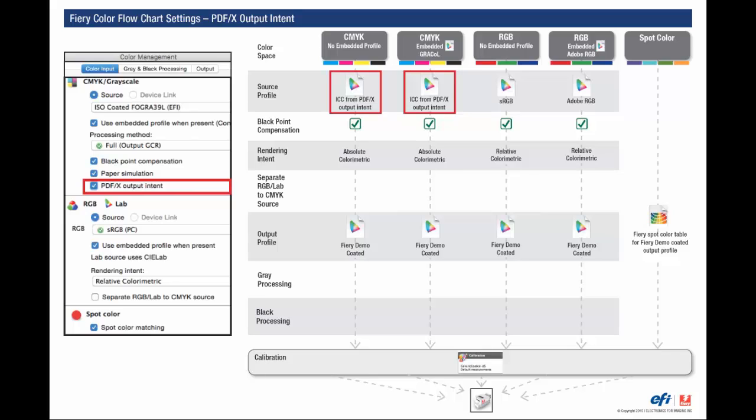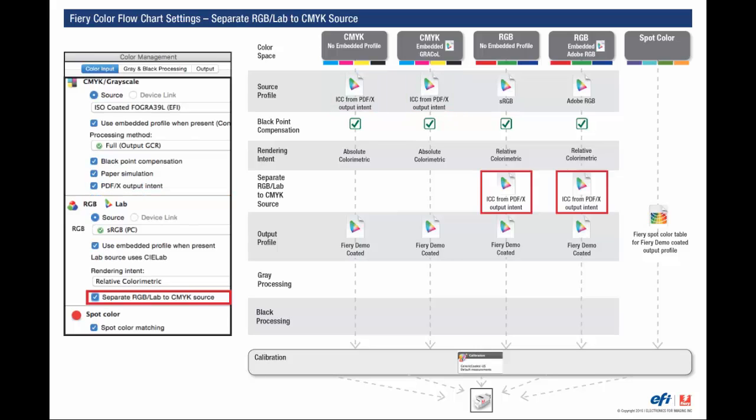If we want to be fully compliant with the PDFX output intent, we also need to enable separate RGB LAB to CMYK source. This causes the RGB and device-independent color spaces in the third and fourth columns to be converted from their source space into the ICC profile from the PDFX output intent before they're converted into the output profile.